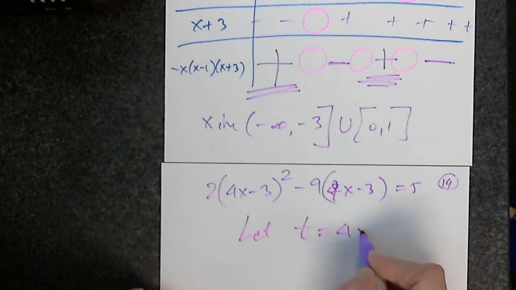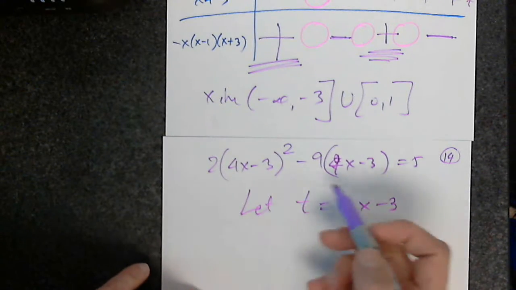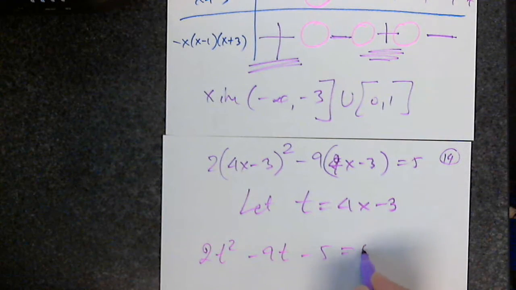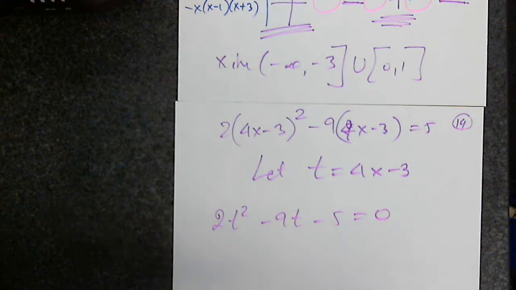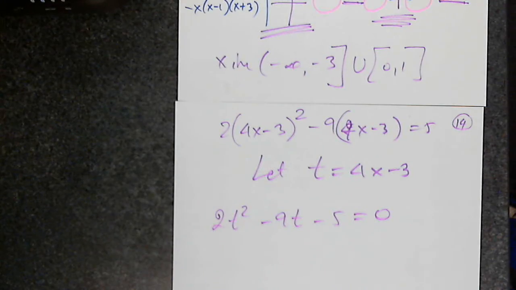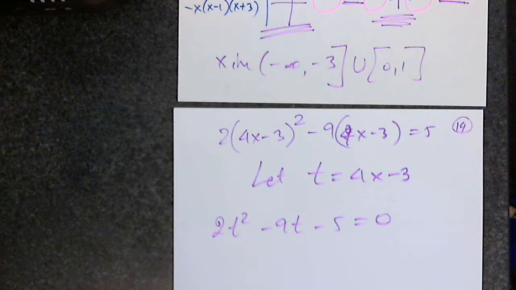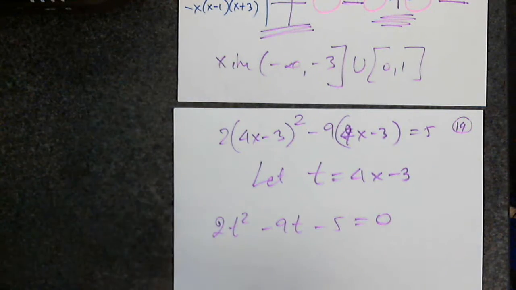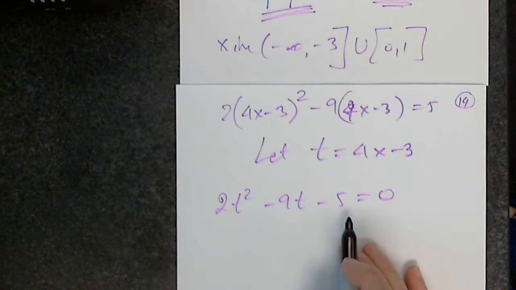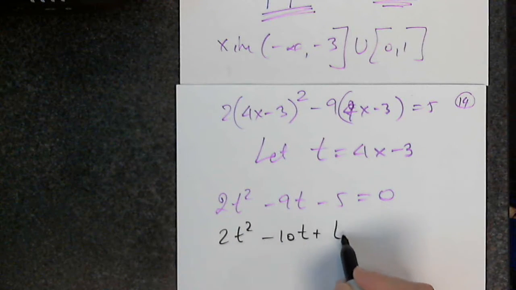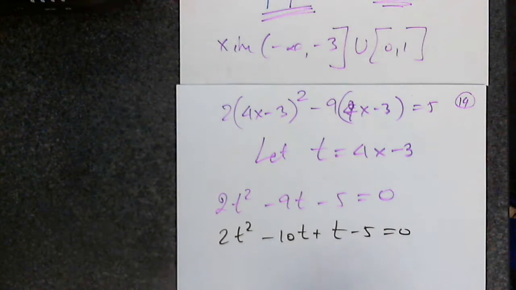Let t be 4x minus 3. So this new equation becomes 2t squared minus 9t minus 5 equals 0. Exact same procedure as with the x to the 4th. Were you able to follow so far? Okay, so then 2 times negative 5 is negative 10. So 2t squared minus 10t plus t minus 5 equals 0.